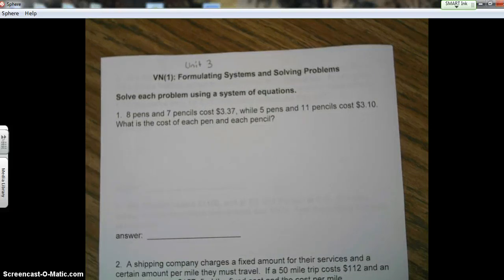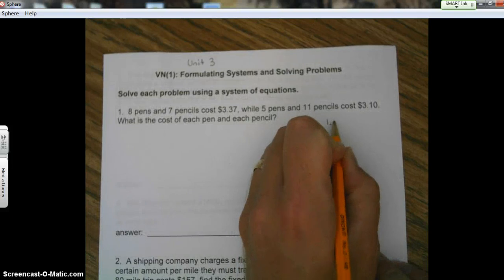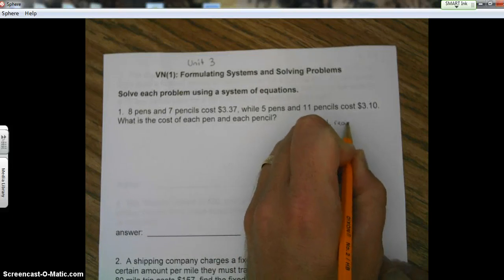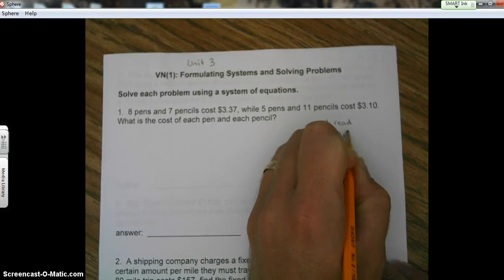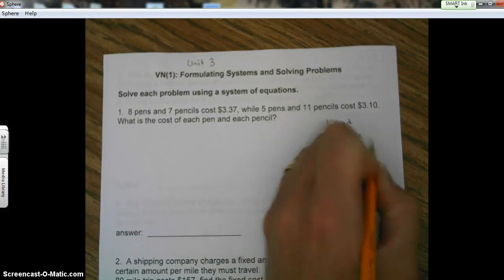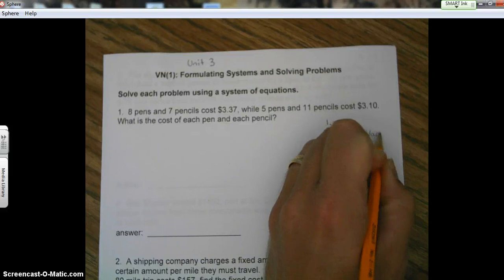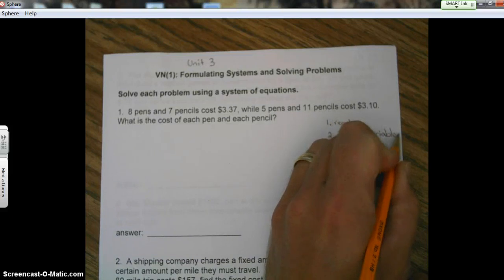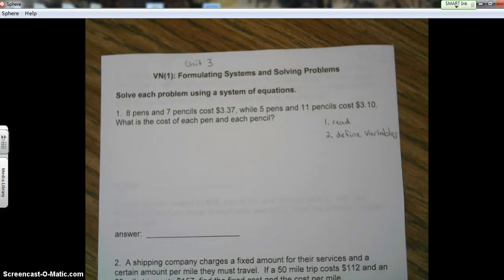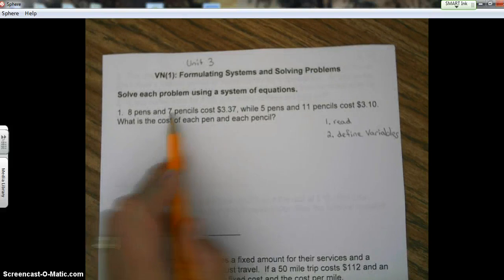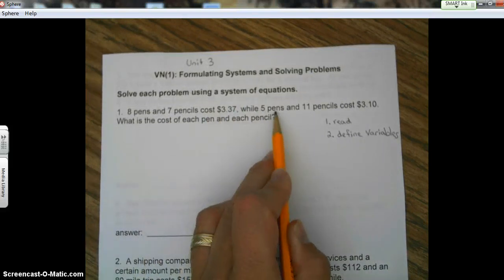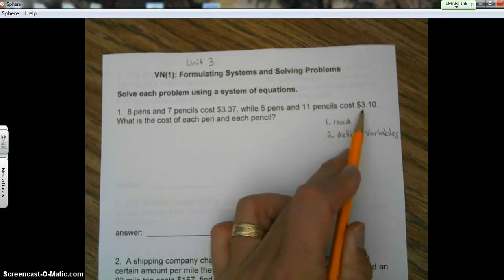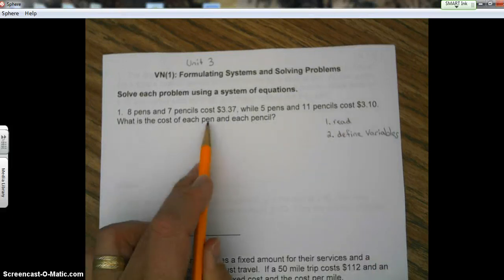So to set up an equation, what you want to do, obviously, step one, read the problem. Step two, we need to define the variables. Okay, so let's do that. 8 pens and 7 pencils cost $3.37, while 5 pens and 11 pencils cost $3.10. What is the cost of each pen and each pencil?